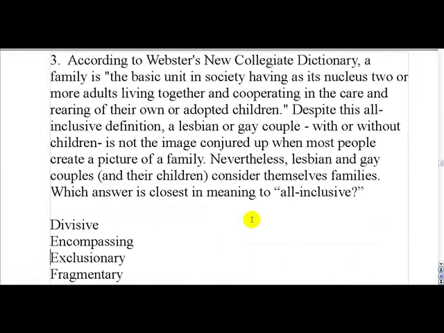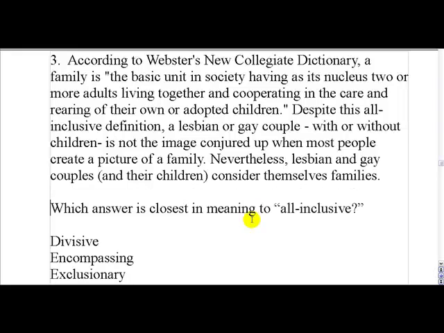And the question here is which answer is closest in meaning to all-inclusive? It says, according to Webster's New Collegiate Dictionary, a family is the basic unit in society having as its nucleus 2 or more adults living together and cooperating in the care and rearing of their own or adopted children. Despite this all-inclusive definition, a lesbian or gay couple with or without children is not the image conjured up when most people create a picture of a family. Nevertheless, lesbian and gay couples and their children consider themselves families.